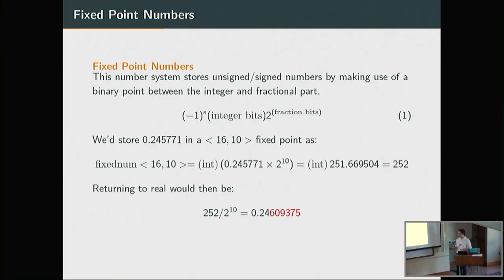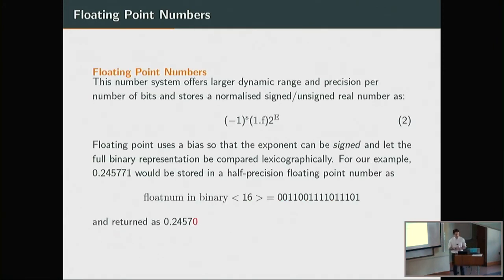Returning it, you see you only get 2 decimal points of precision. And so this is an issue with fixed point numbers. You're limited by precision, and I haven't shown it in an example, but you're also limited by dynamic range. And so next up is floating point numbers. Now floating point numbers, they offer a larger dynamic range and precision per number of bits that you use.